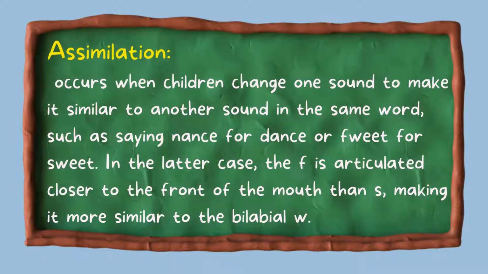Assimilation occurs when children change one sound to make it similar to another sound in the same word, such as saying "nance" for dance or "tweet" for sweet. In the latter case, the F is articulated closer to the front of the mouth than S, making it more similar to the bilabial W.